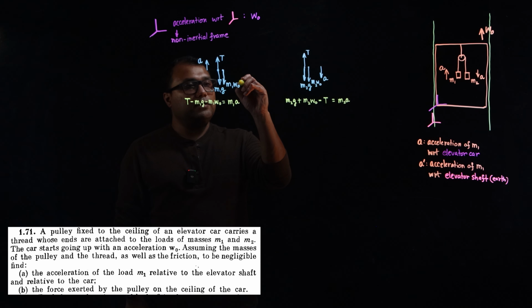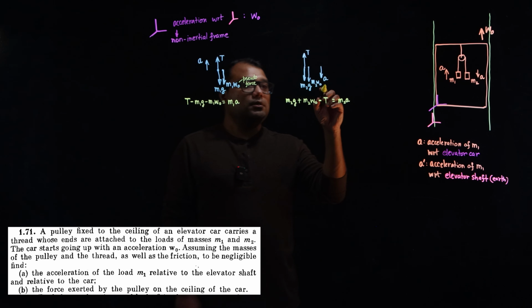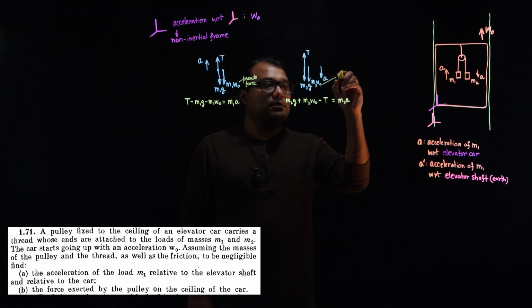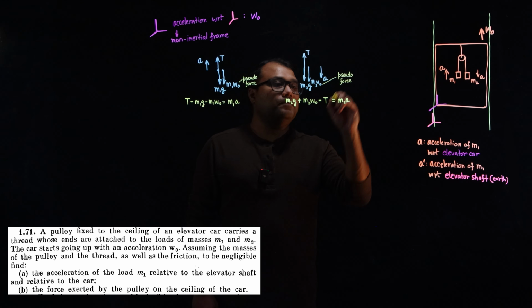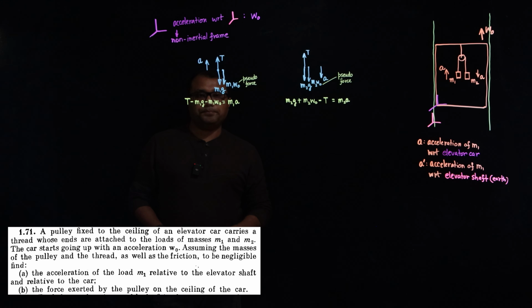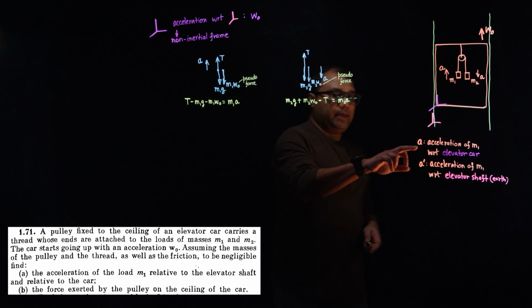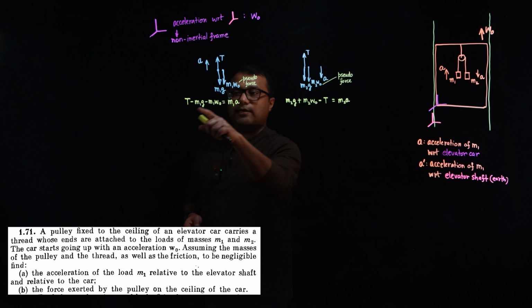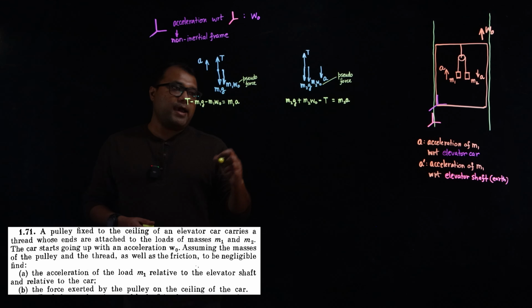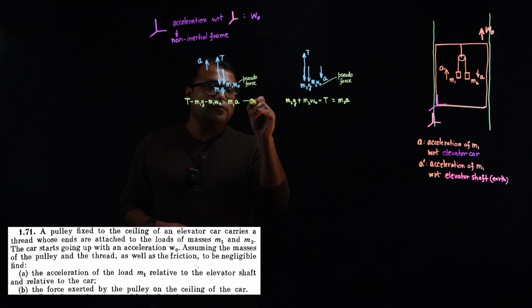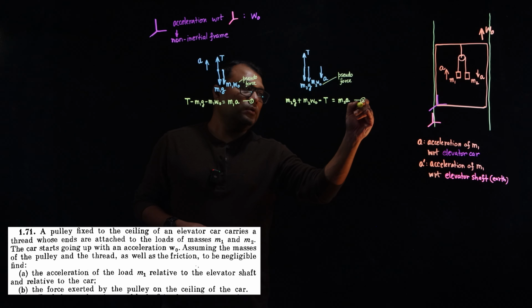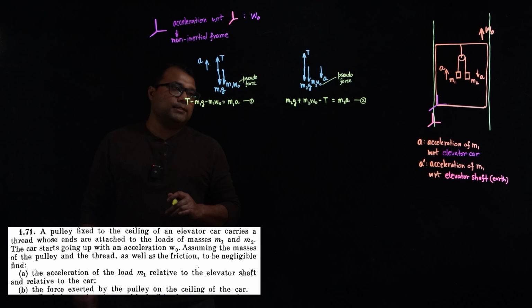Let me just indicate this as pseudo force. Similarly, this is pseudo force. Okay. All right. So now our goal is to find A. The only unknown here is T. If I add these two equations, equation 1 and equation 2, T will get cancelled out.